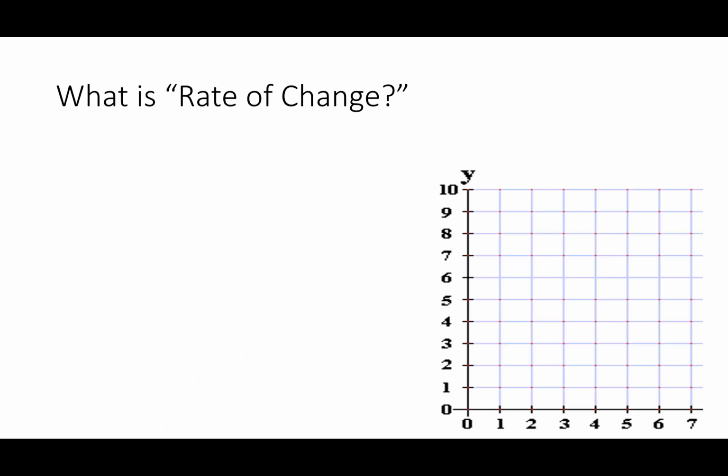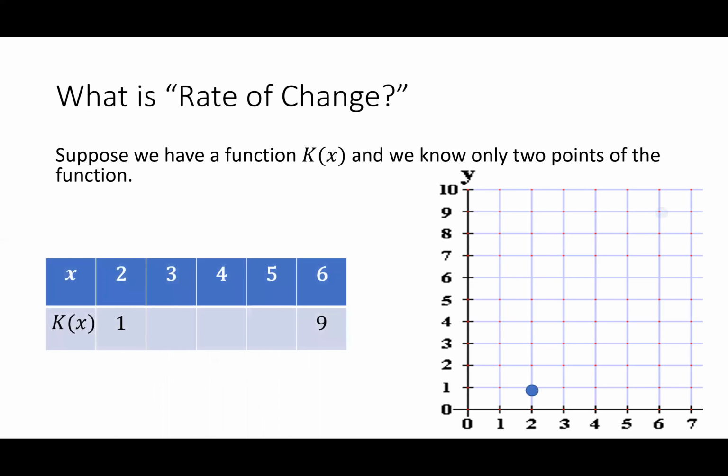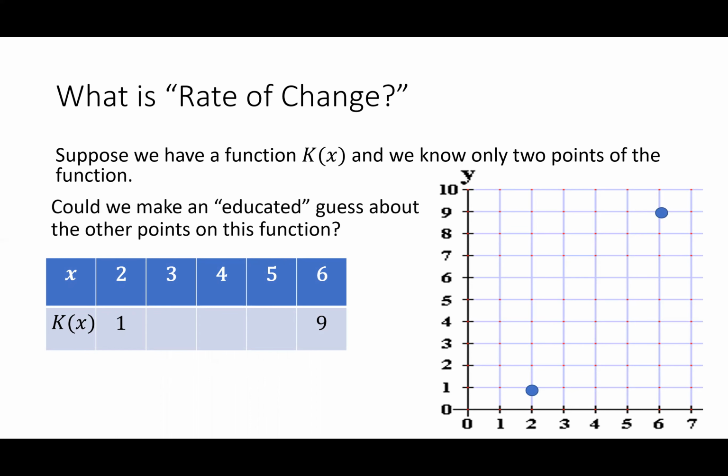So we're going to start with rate of change. Suppose we have some function k of x, and we only know 2 points of the function. Let's say we know these 2 coordinate points, (2, 1) and (6, 9). That's all we know. Can we make an educated guess about the other points on the function? Certainly they could go all over the place, right? But can we come up with a pattern that we could assume the function is following over that space?